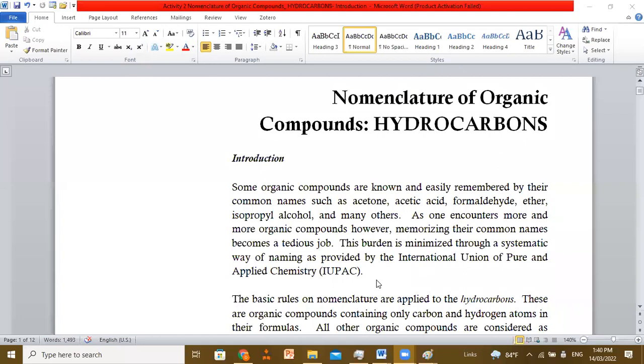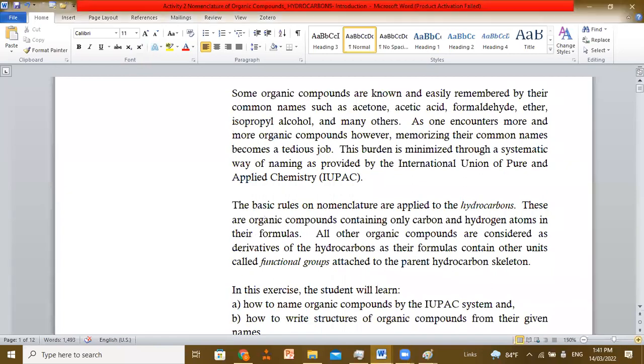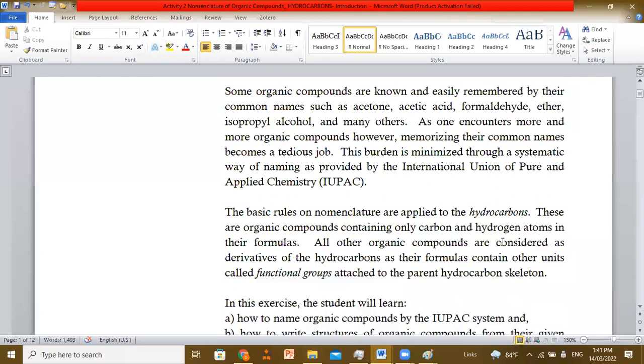We start with hydrocarbons. So what are hydrocarbons? You've learned that in your lecture. They are simply organic compounds that only contain hydrogen and carbon. There are three kinds of hydrocarbons. One is the alkane, when you only see a single bond between carbon-carbon. You can also see alkene, when you see a double bond, and alkyne, when you see a triple bond.